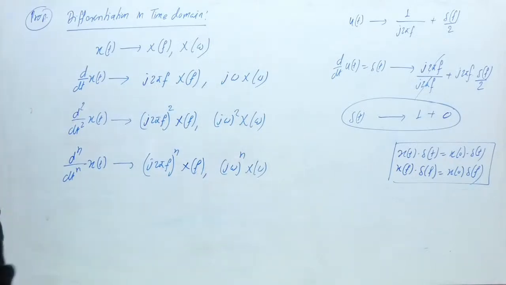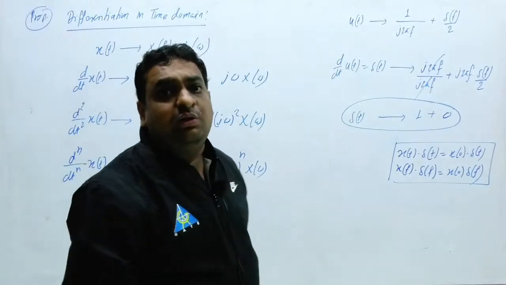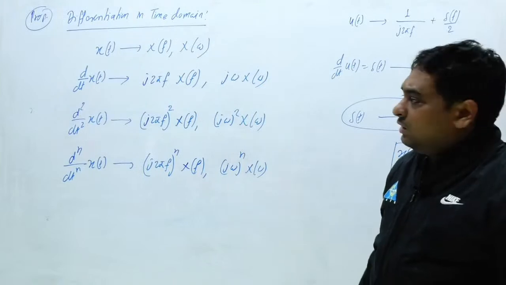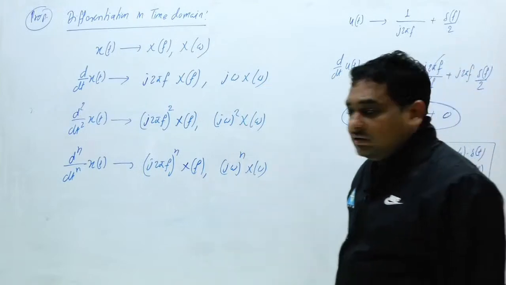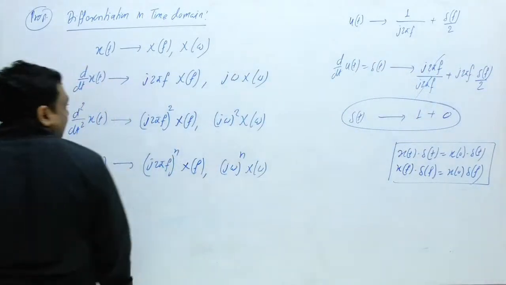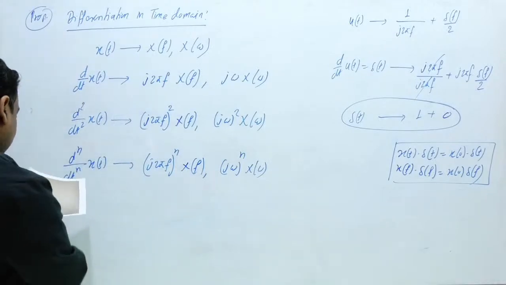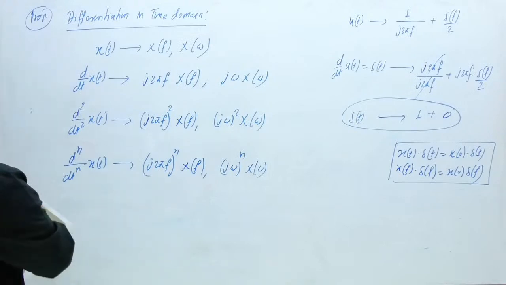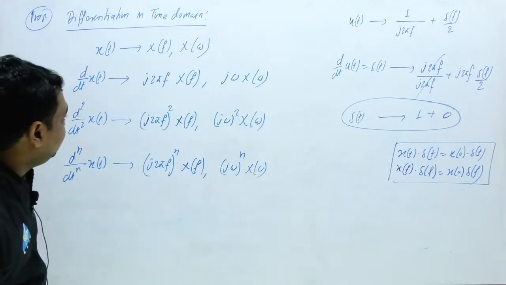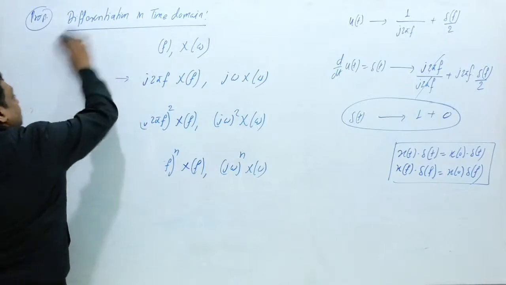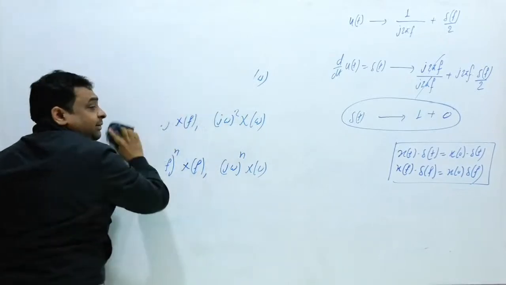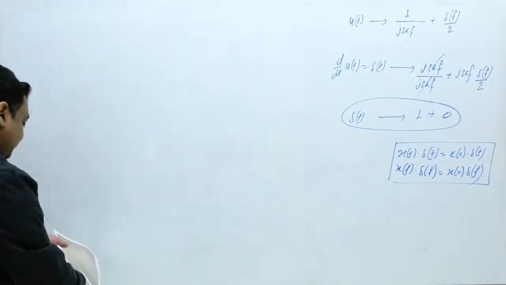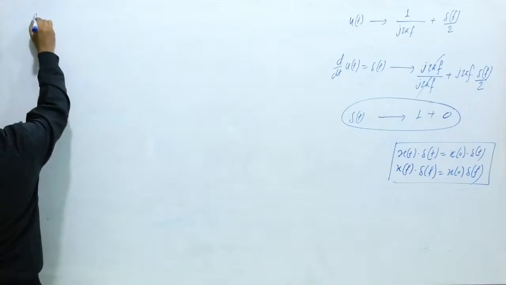Now the next. The differentiation property can be used in many places. This is also a very important property. You just have to multiply j2 pi f. Clear this thing? Now the next property is the integration. I will take good quality examples from the previous year after completion of this property. So just note down the next property.